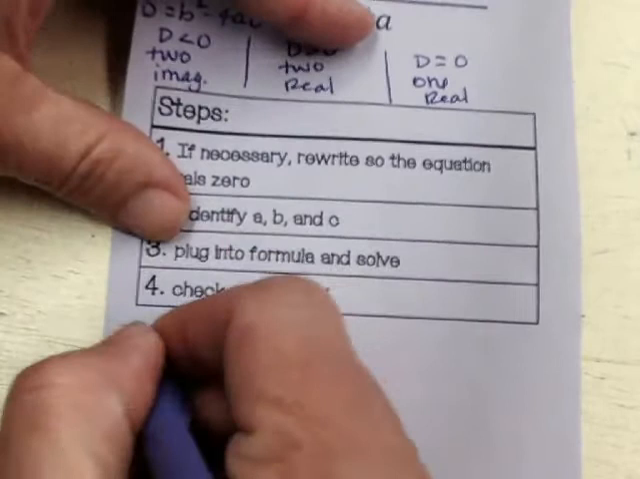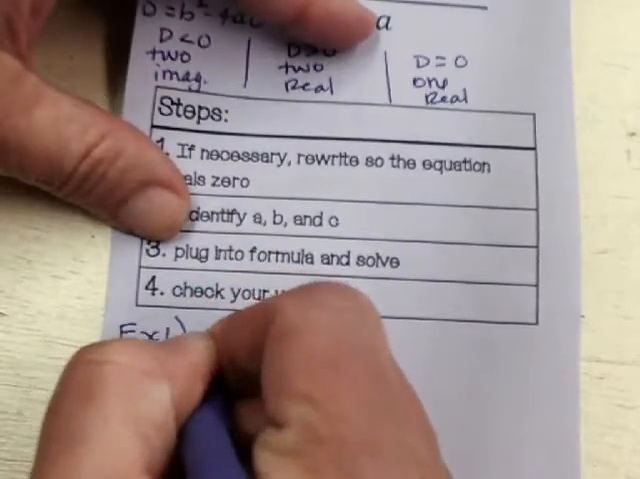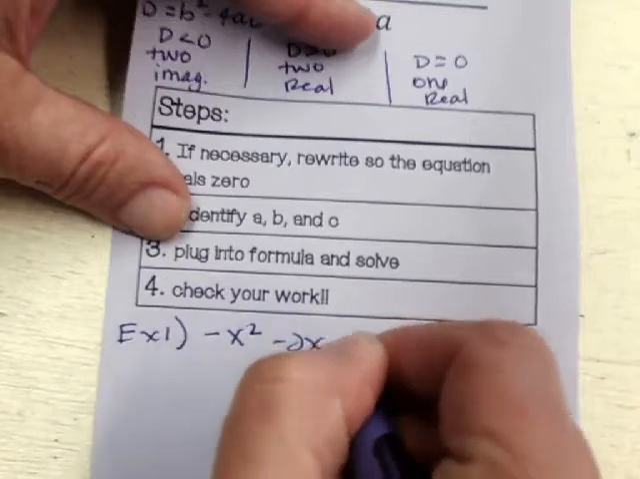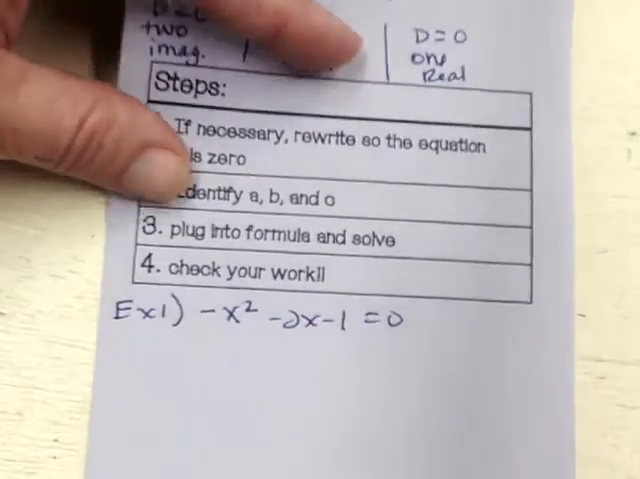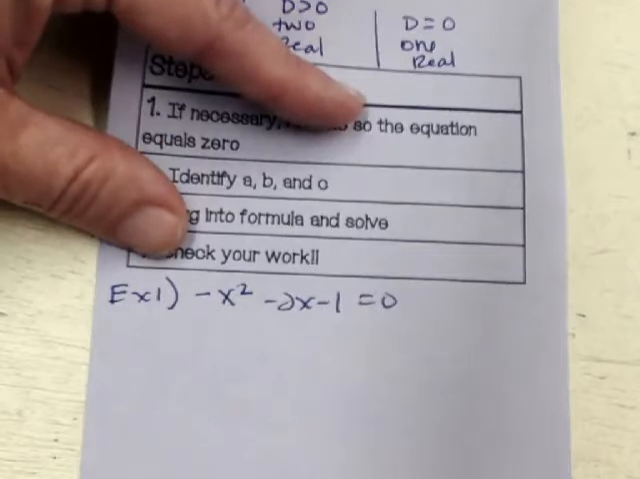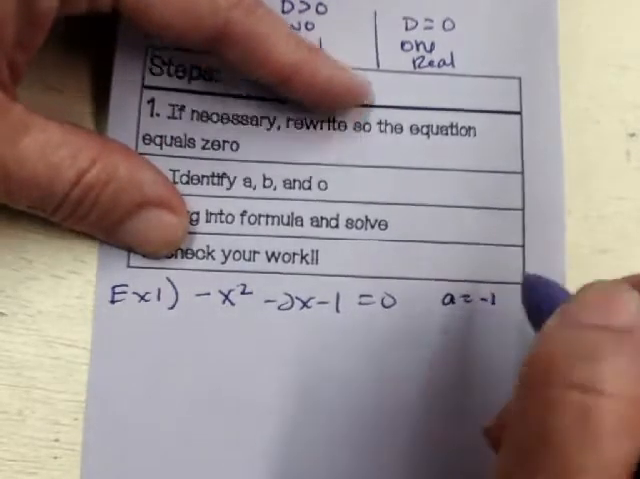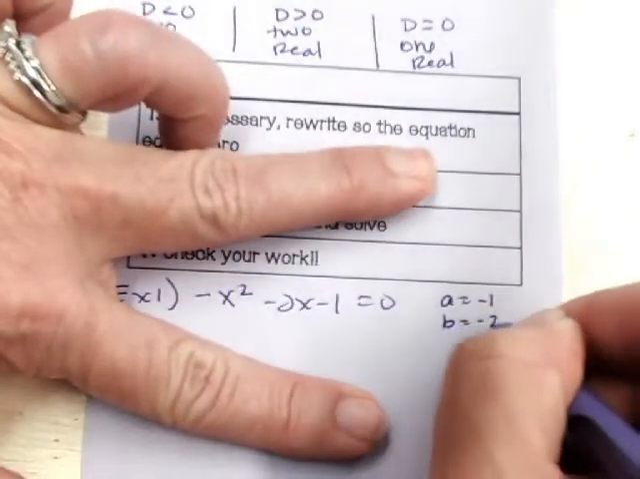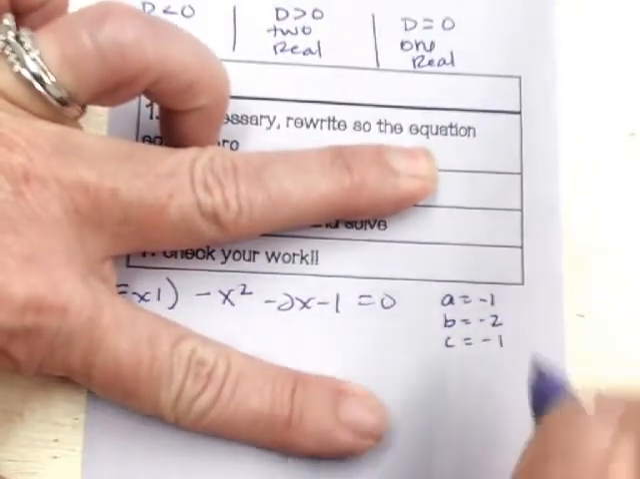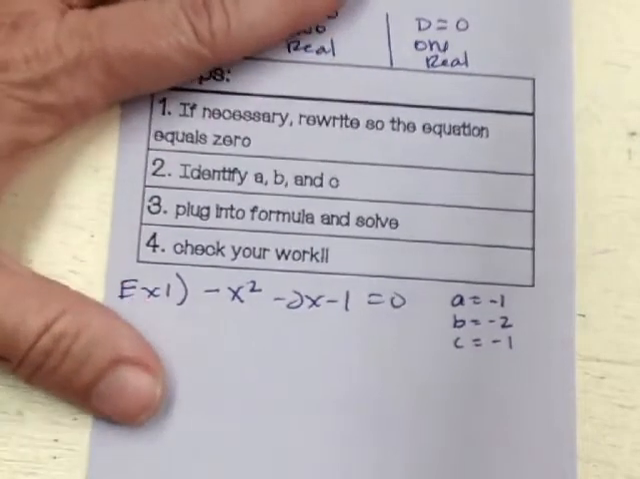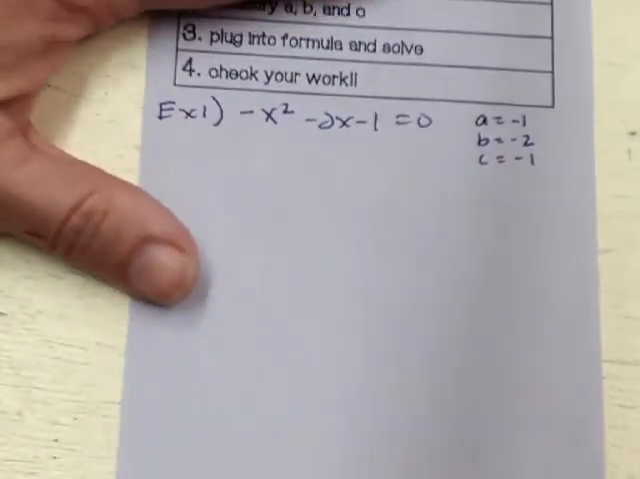So here we go. Example 1. I have negative x squared minus 2x minus 1 equals 0. It's in standard form. Identify your a, b, and c. A is negative 1, b is negative 2, c is negative 1. If you go ahead and do that, it helps you out a lot sometimes because you don't get quite so lost in where things are.